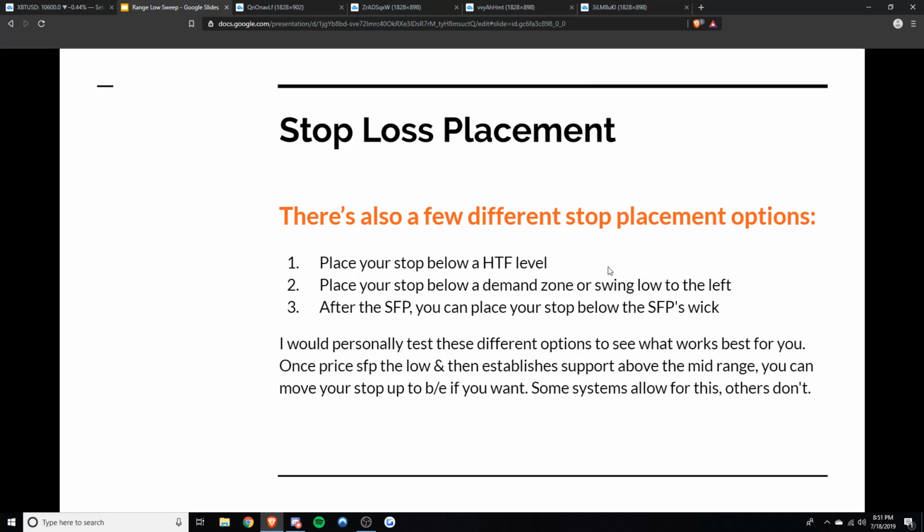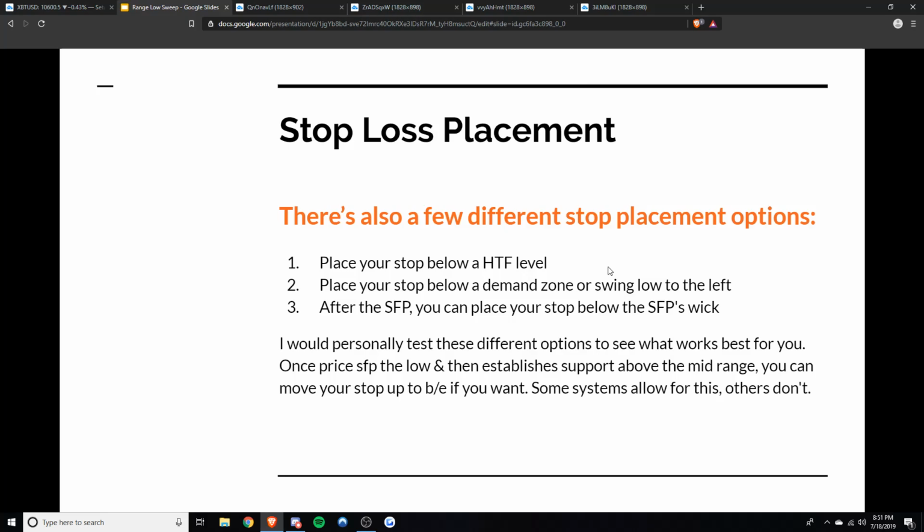Or you can do number 3, which is after the SFP. You can place your stop below the SFP's wick. If you're going to do this though, I would definitely give it a little bit of wiggle room, because you guys know Bitcoin, it just likes to throw you some crazy wicks. So just because it SFPs, you don't want to put your stop $1 below the SFP's wick and then it just wicks down, takes you out, and then continues on with the range. So just give it some room if you're going to do it that way.